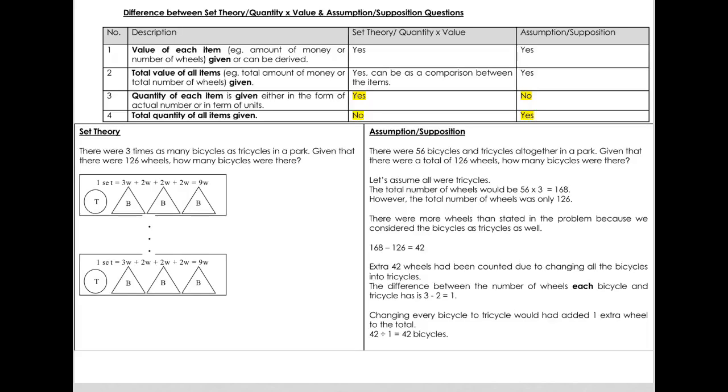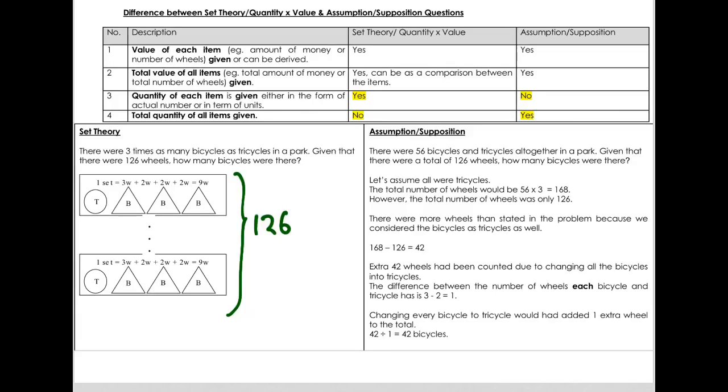The first step to solve a set theory question is to group the items according to the quantity of each item. It says there are 3 times as many bicycles as tricycles in a park. So for every group, you can have 3 bicycles and only 1 tricycle. This group as well, 3 bicycles and 1 tricycle. You don't know how many groups there are, that's why I put a dot in between. But no matter how many groups there are, it will always be 3 times as many bicycles as tricycles. That's why in every single group there should be 3 bicycles and 1 tricycle. And everything contributes a total of 126 wheels.